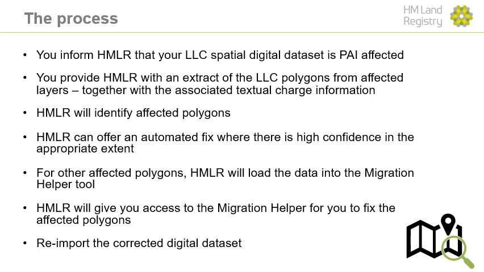Once you've identified that you have spatial layers that are affected by PAI and established that you can self-extract, send HMLR the LLC polygons from those layers with the associated textual charge information. HMLR will run a script to identify affected spatial extents. Where there is a high level of confidence in the correct polygon, an automated fix can be applied with your agreement. For other polygons identified, HMLR will load the affected data into the migration helper.